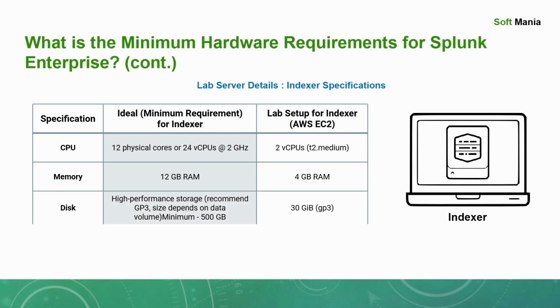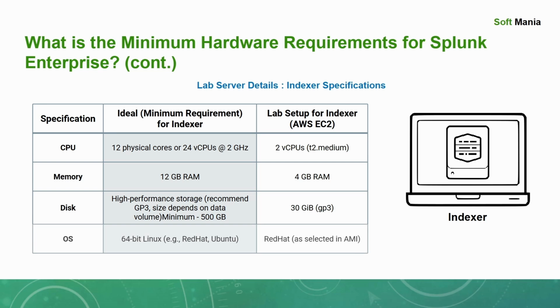When it comes to disk, in real time you should get high performance storage, at least a minimum of 500 GB. That is the suggested minimum in a cluster environment. But in a lab server we are not going to index that much data, right? So let's have a 30 GB GP3 disk. For the OS, 64-bit Linux in real time as well. So let's use Red Hat in the lab server. That should be fine because that is what we used while preparing the training.